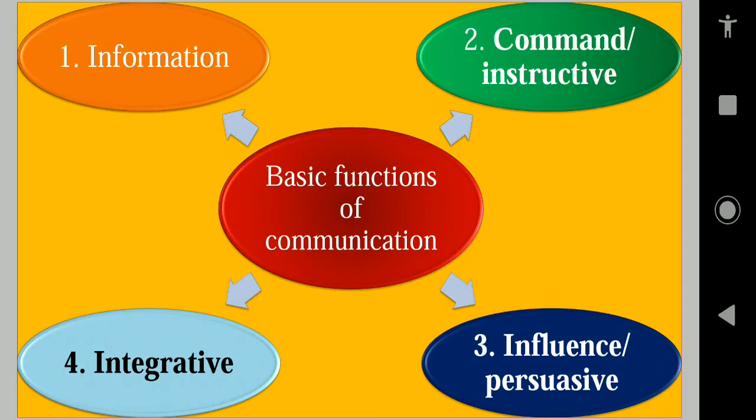Here, in persuasive function, the extension agent goes to the village, and if he or she wants to transfer any technology, then he creates such an environment where the people of that village adopt the technology. They give benefits and advantages of the technology, so that they get the information. Then the fourth one is your integrative function. Here it is telling that a major function of communication is integration at the interpersonal or at the organizational level.